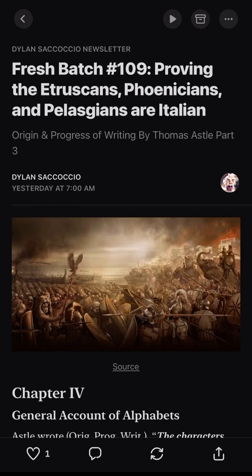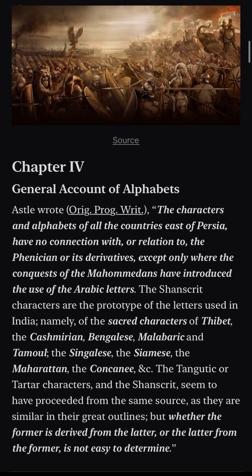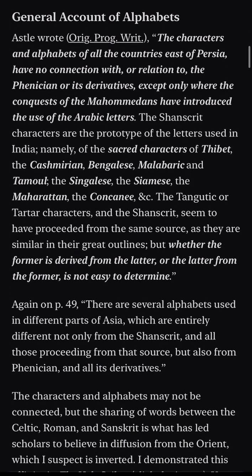Chapter 4. General Account of Alphabets. Astle wrote, "The characters and alphabets of all the countries east of Persia have no connection with, or relation to, the Phoenician or its derivatives, except only where the conquests of the Mohammedans have introduced the use of the Arabic letters. The Sanskrit characters are the prototype of the letters used in India, namely, of the sacred characters of Thibet, the Kashmirian, Bengalese, Malabaric and Tamil, the Sinhalese, the Siamese, the Mahrattan, the Konkani, etc.